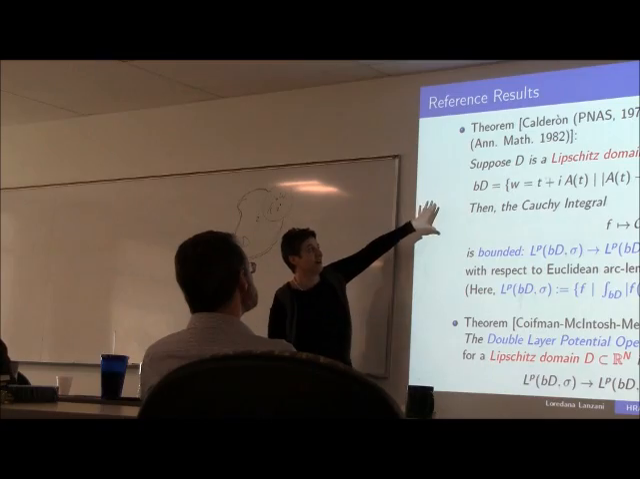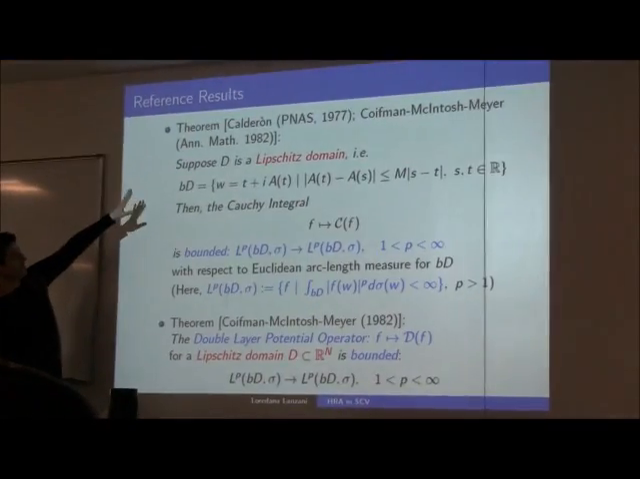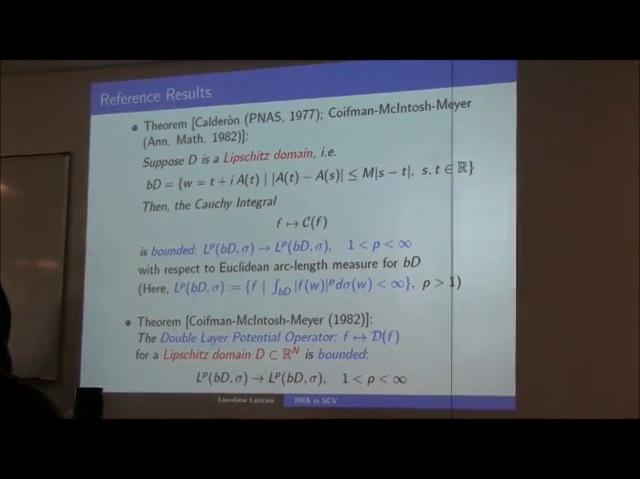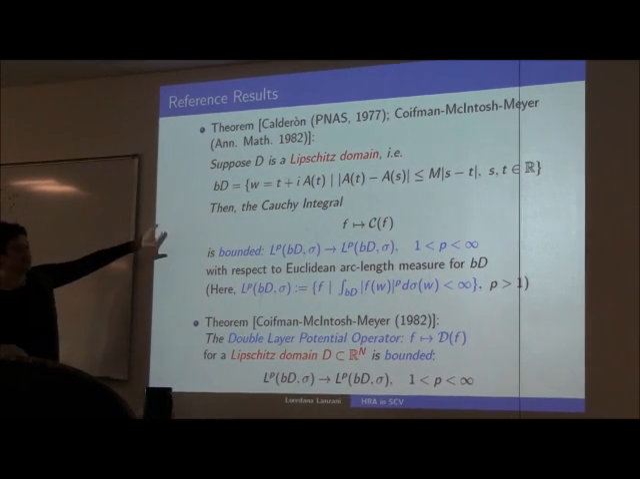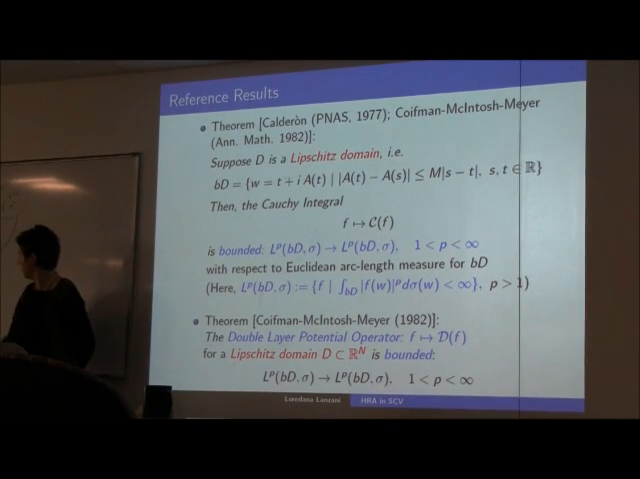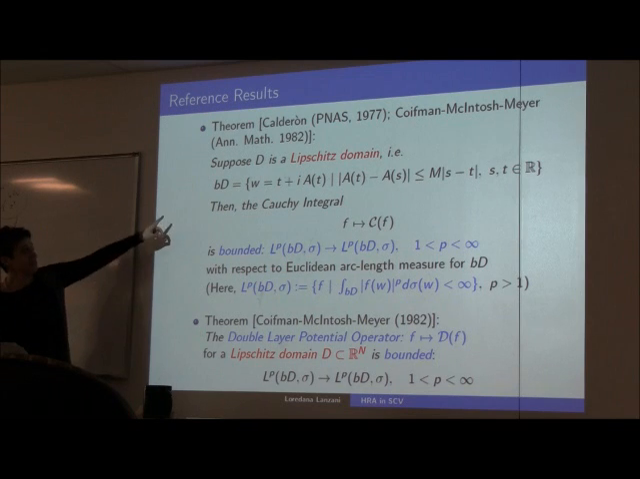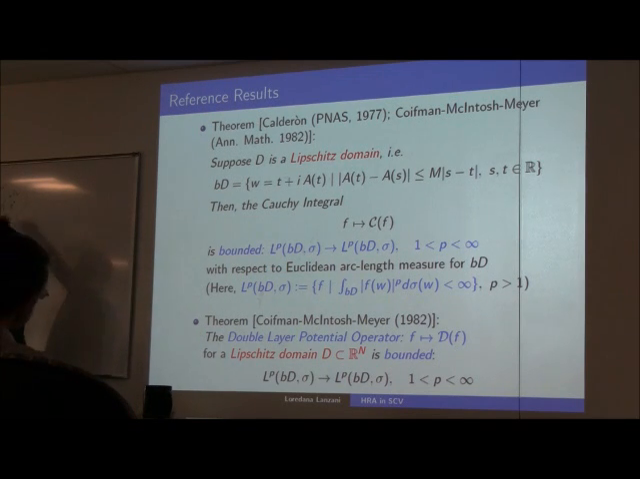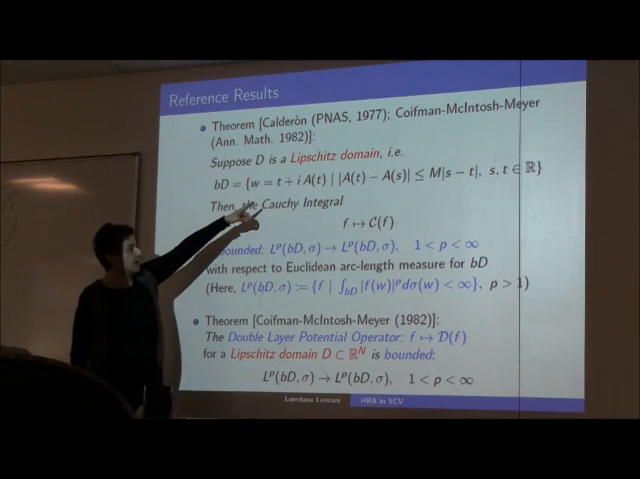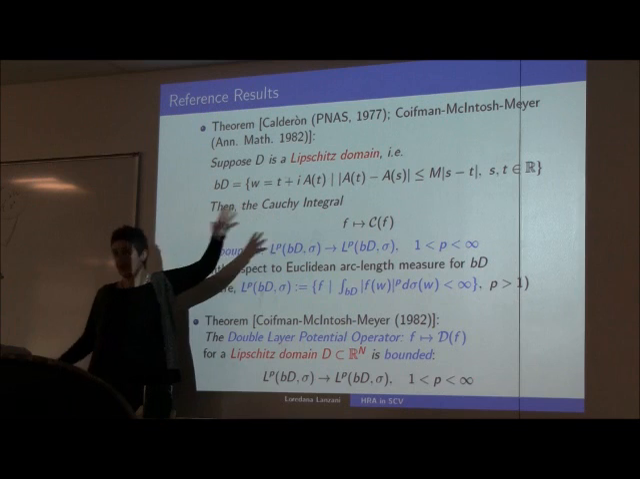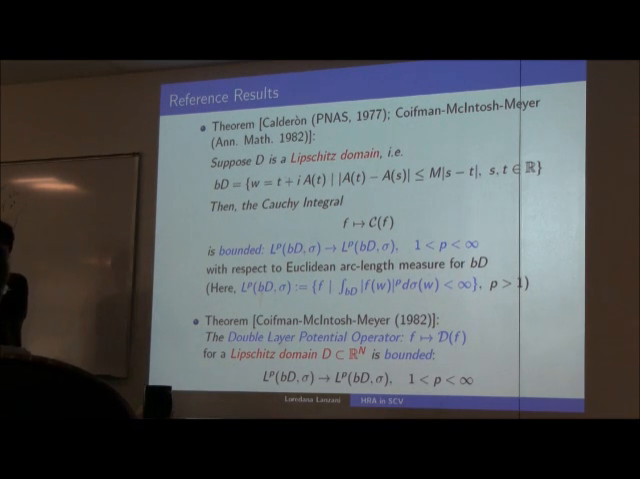The reference result is the study that was initiated by Calderón and then Coifman, McIntosh, and Meyer a few years later of that particular kind of integral operator in the plane, in the situation where the boundary that you're looking at is the boundary of a Lipschitz curve. So it's something that is allowed to have corners, so to speak, and it's locally parameterized as the graph of a Lipschitz function. The number m tells you something about the size of the largest corner you can wedge in.